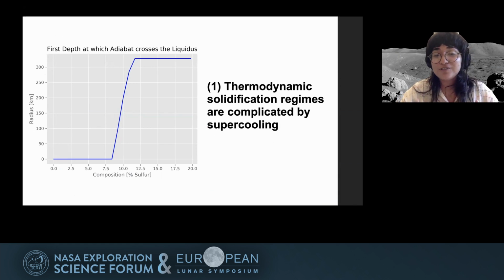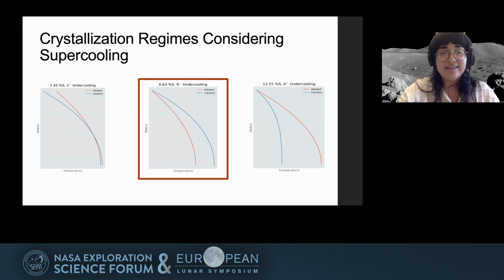All right, so here are the results of our models for crystallization regimes if we ignore the nucleation barrier. This is straightforward. Up to about 8 weight% sulfur, the core crystallized bottom up. Above that, we'll have some iron snow regime. But if you supercool a liquid core with low amounts of sulfur, less than 8 weight%, it will supersaturate all the way to the CMB, which is what I've highlighted here.